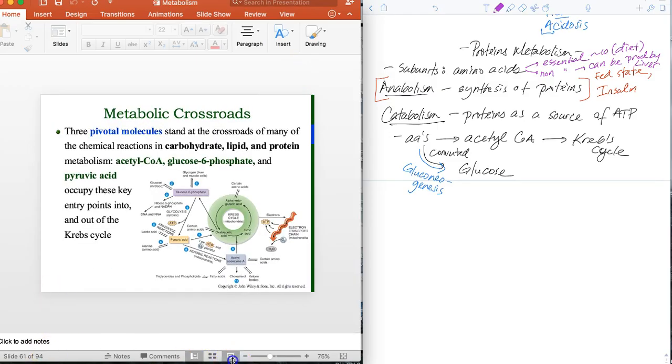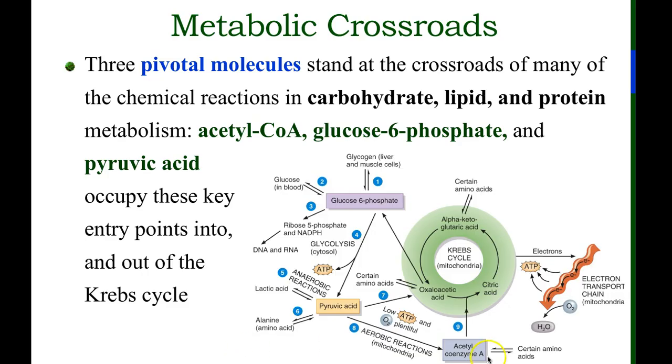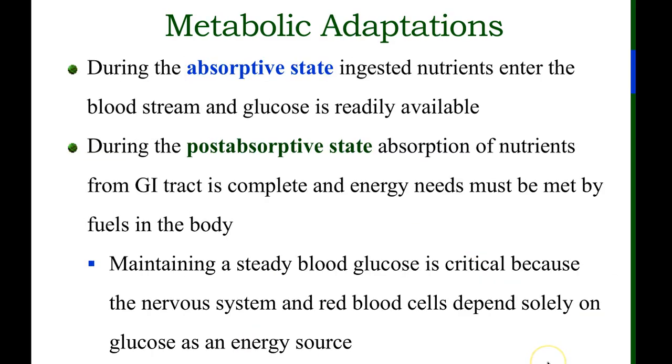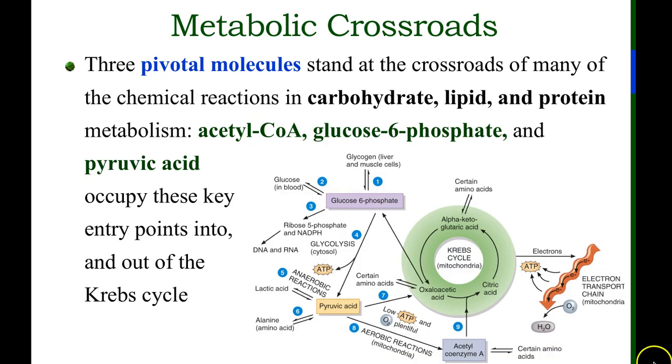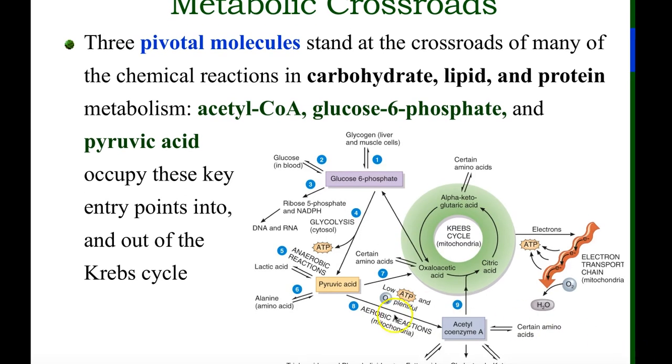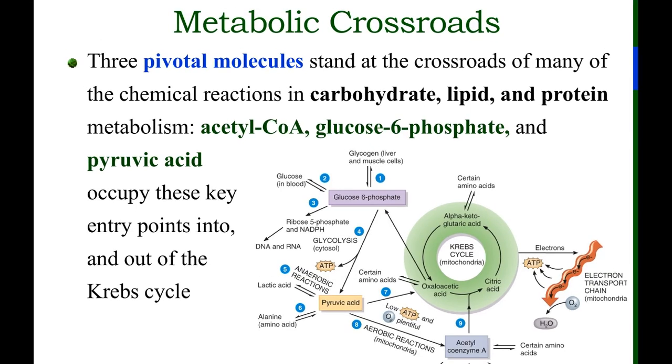And again, to show you that basically everything can get converted into acetyl-CoA, and that acetyl-CoA, of course, feeds into the Krebs cycle. Carbs, amino acids, fats, ketone bodies, it can be used for all those processes. It's kind of this pivotal or central chemical.